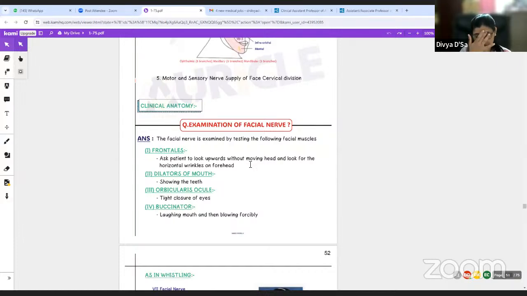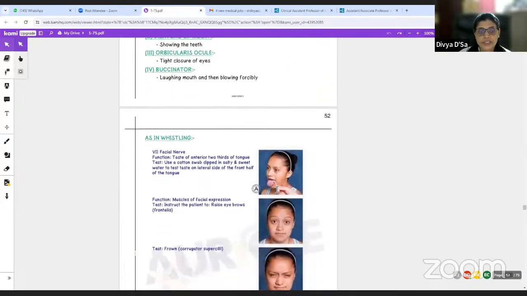Okay, so that will indicate that the facial nerve is functioning properly and these muscles are all supplied properly. Then even buccinator is tested by asking them to whistle, or blow the air out. Okay, that is also done. So this is how we are testing.